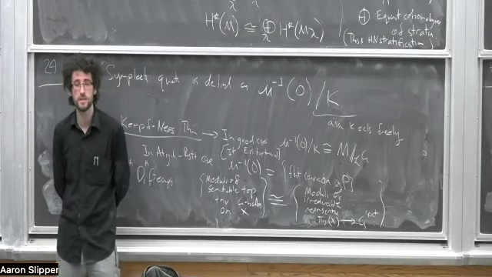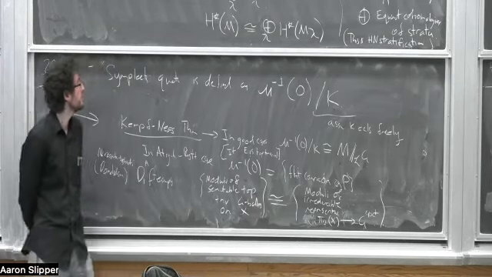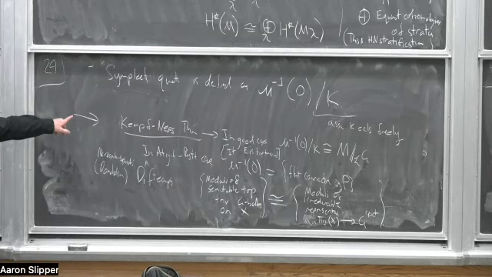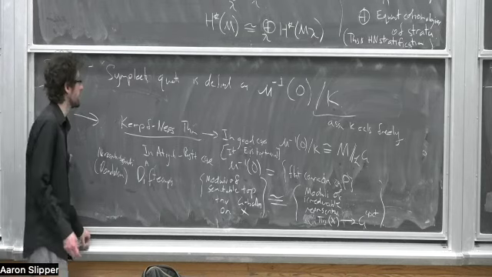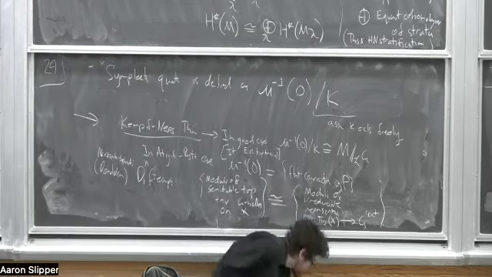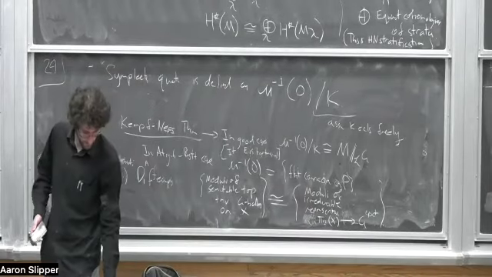So I want to start by returning to the Kempf-Ness Theorem, writing this carefully, and writing how one does it in the infinite dimensional setting. So the careful statement of Kempf-Ness.